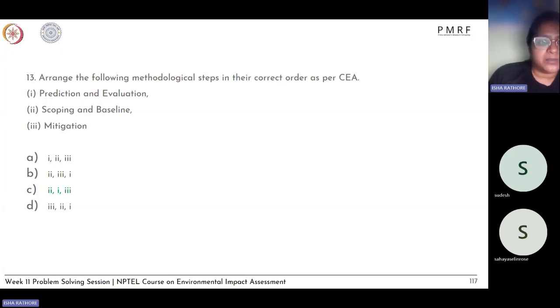First, we do scoping and baseline. So two is the first step. Then we do prediction and evaluation of the cumulative effects. So that is one, the second step. And the last step is mitigation of these effects. So three is the last step. So it's two, one, and three. That is scoping and baseline, prediction and evaluation, and mitigation. So C is the correct answer.